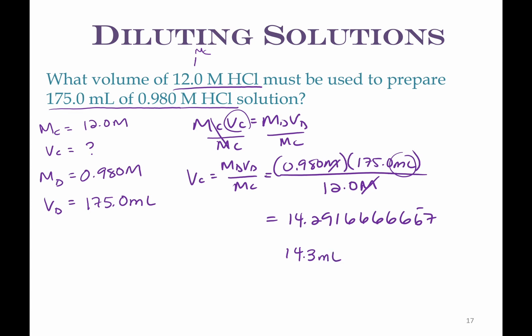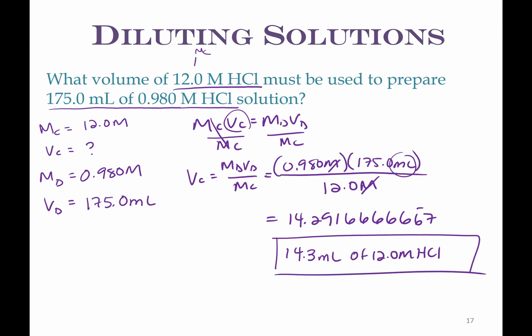But milliliters of what? Remember, if we have a volume unit, we always have to say what concentration we're using. Of 12.0 molar hydrochloric acid. Because if it wasn't 12 molar, if it was 6 molar, we would need double that.